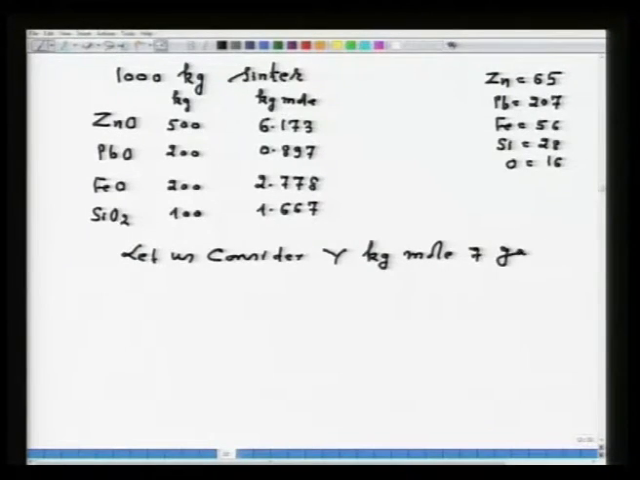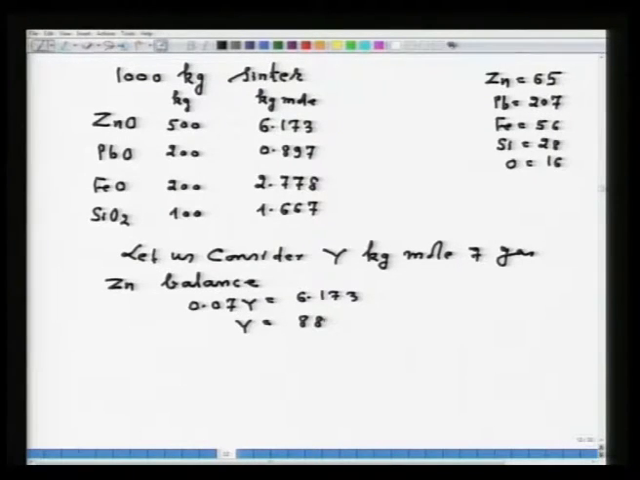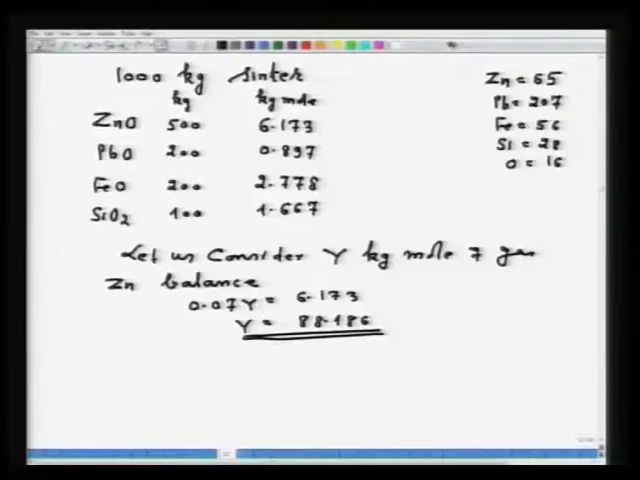Y kg mole of gas is formed. So, I will do now zinc balance. If I do zinc balance, then 0.07 y is equal to 6.173. So, I get y equal to 88.186. So, now the amount of gas which is forming due to reduction of ZnO and PbO above the hearth level is equal to 88.186 kg mole.